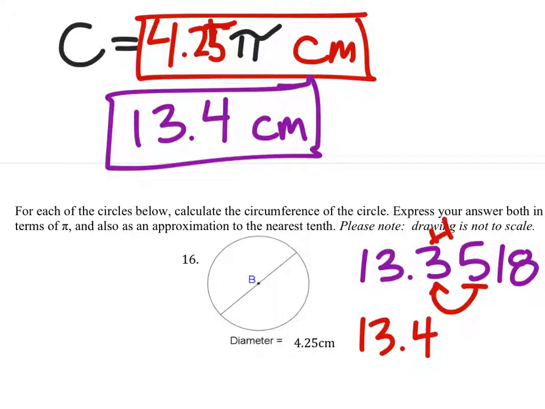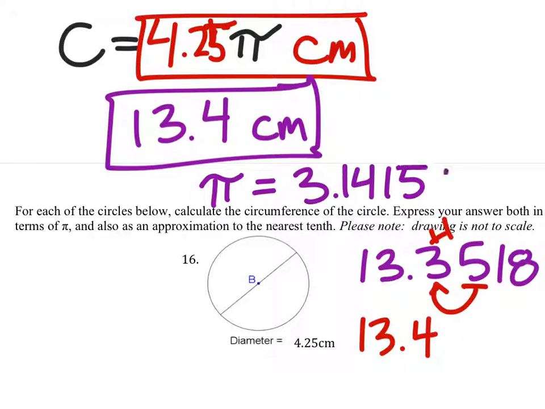If your calculator doesn't have a pi button, just use 3.1415, a niner. Well, I don't know if it did, but it did tell us to do it right here.